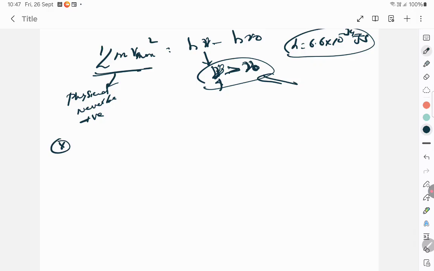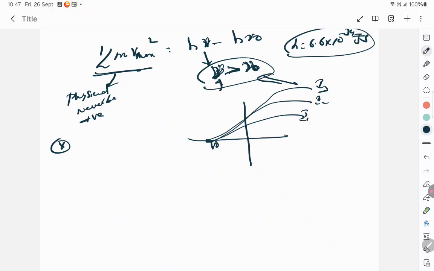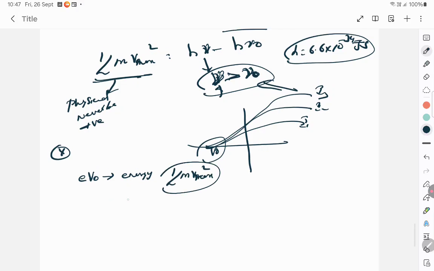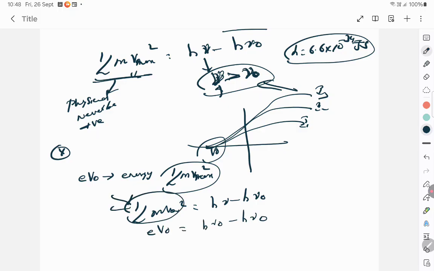The third point, which is a very, very important point: why does the stopping potential not change even though the intensity is changing? Because stopping potential, when you multiply with the charge, becomes energy. The energy required to stop the maximum movement of an electron, the flow of electron. Therefore, you can replace this equation half mv max square as h mu minus h mu naught also to be eV naught is equal to h mu minus h mu naught, because the maximum energy with which the electron is moving can also be the maximum potential which you are giving to stop the movement.